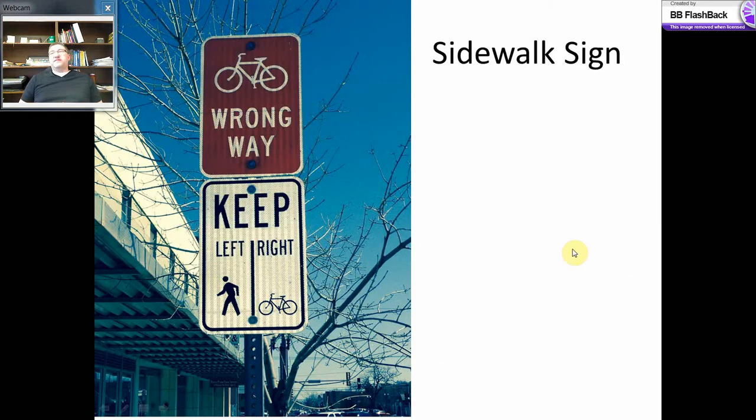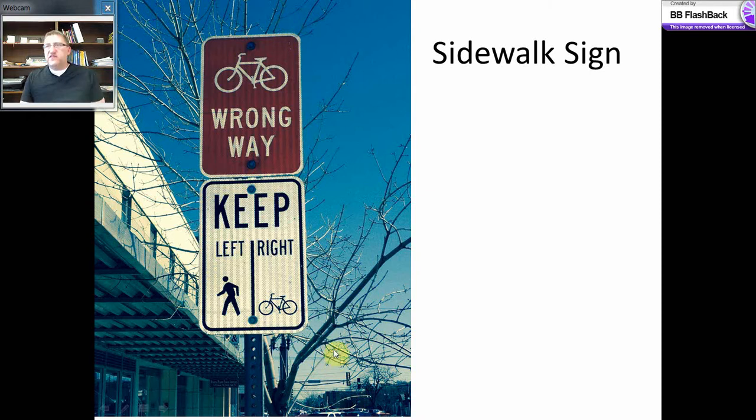Perhaps you've seen this sign. I would ask you to tell me what it means, and I'll give you some options. Does it mean that you should walk on the left, ride your bike on the right? Does it mean that there is no riding of the bike at all? You cannot ride your bike this way. Or does it mean something else?